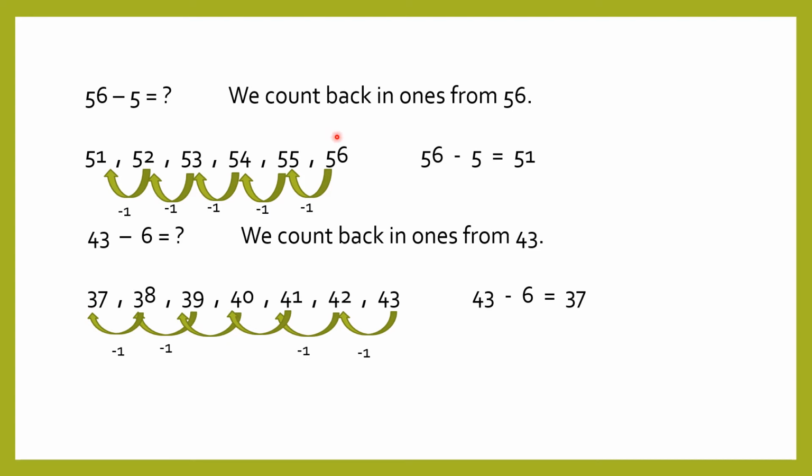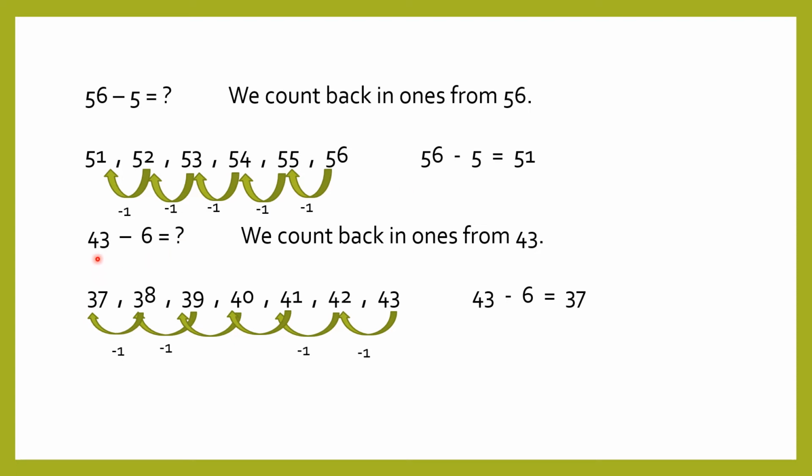I'll start with 56, and how many steps would I move back? I'll move back 5 steps. So 56 minus 1, 55, 54, 53, 52, 51. How many steps did I move back? 1, 2, 3, 4, 5. And what is my final answer? 51. 56 minus 5 equals 51.